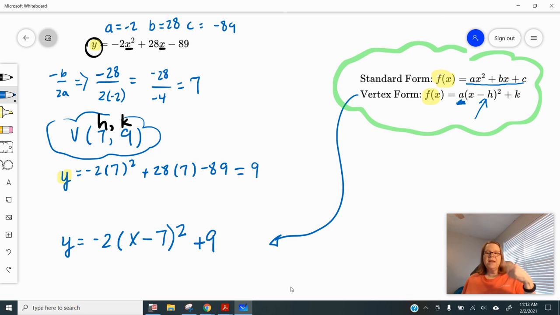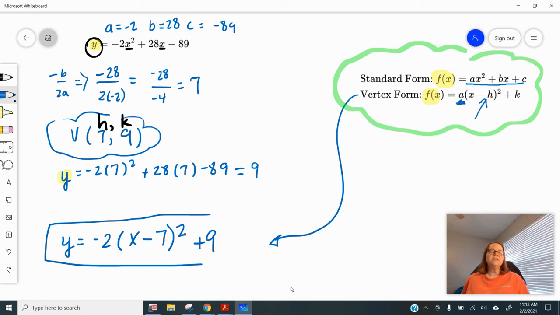Now, if k had been -9, then it would just be -9 because it's whatever k equals. So the 7 looks like the opposite. The 9 looks like the same because that's what it is here. That's how it shows it to us here. And we're done. Make sure that 2 looks like a negative because a was -2.